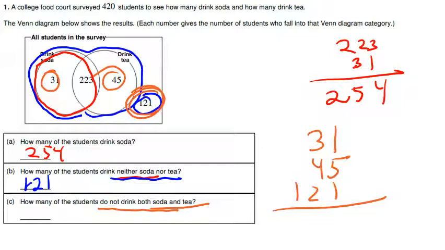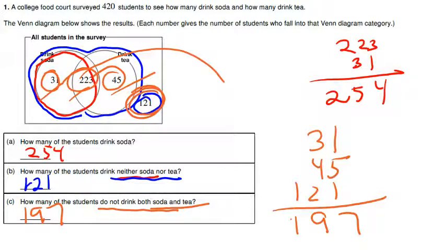So when you add up your numbers here, if I did this right, 197, okay? 197. All right, so anyway, that's how we utilize a Venn diagram in the second method. These are actual numbers. So if you look at the 223, those are the people that drink both.